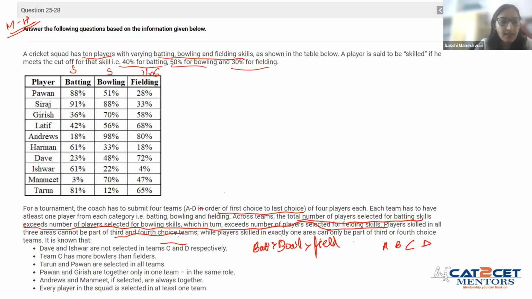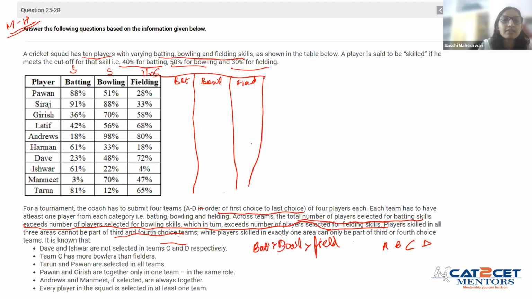Okay. So see, we already discussed skilled, unskilled players. For example, let's see batting. Let's make another column. Bat, ball, field. Pardon my writing.